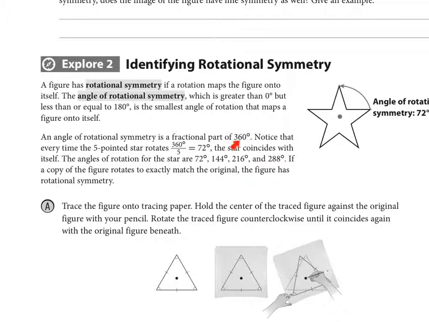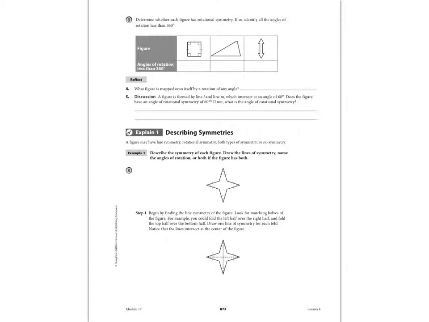I want to go less than 360. And if I get the same pre-image, then it has rotational symmetry. Depending on how many degrees I turn it, that's going to be our angle of rotational symmetry. Okay, so let's just look at a few of these shapes.